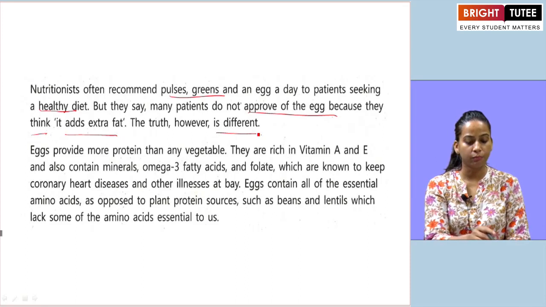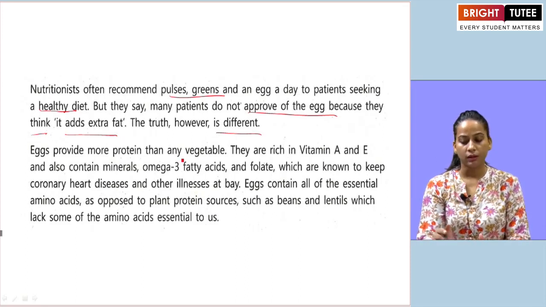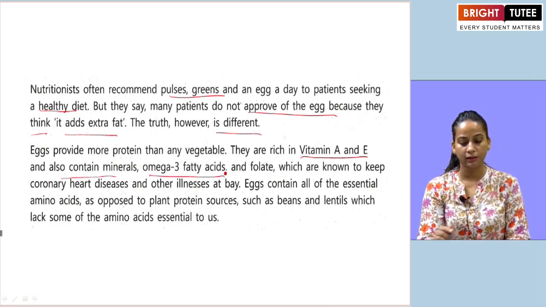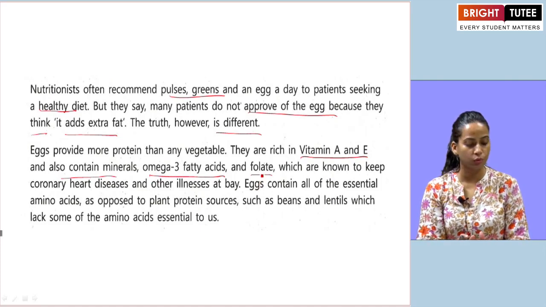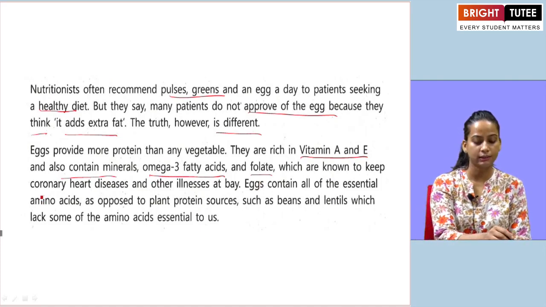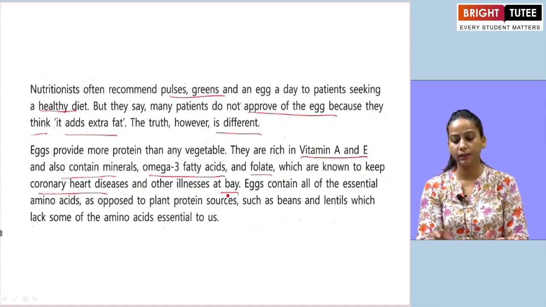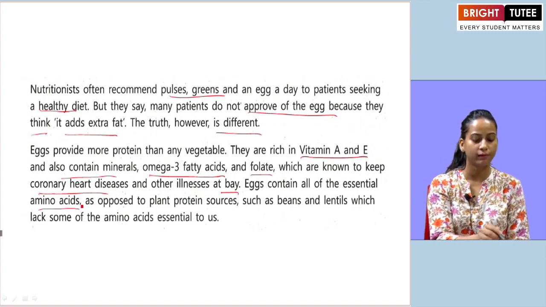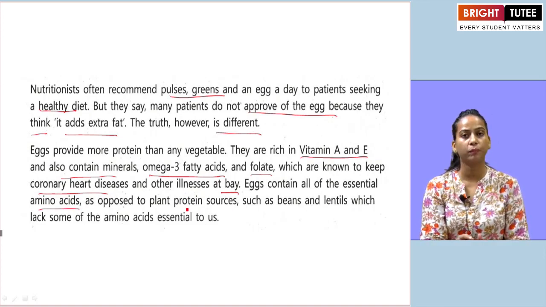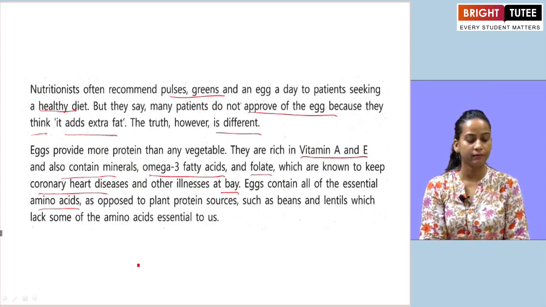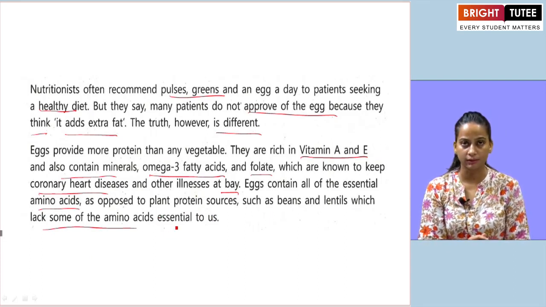Eggs provide more protein than any vegetable. They are rich in vitamin A and E and also contain minerals, omega-3 fatty acids and folate, which are known to keep coronary heart disease and other illness at bay. Eggs contain all of the essential amino acids as opposed to plant protein sources such as beans and lentils, which lack some of the amino acids essential to us.